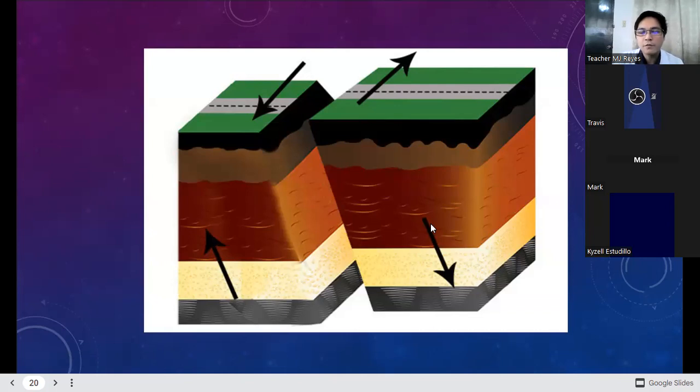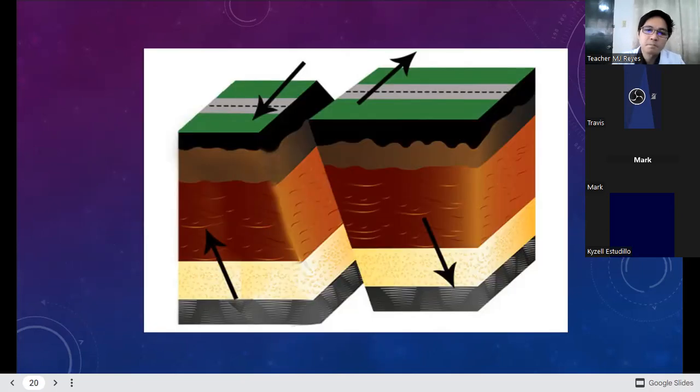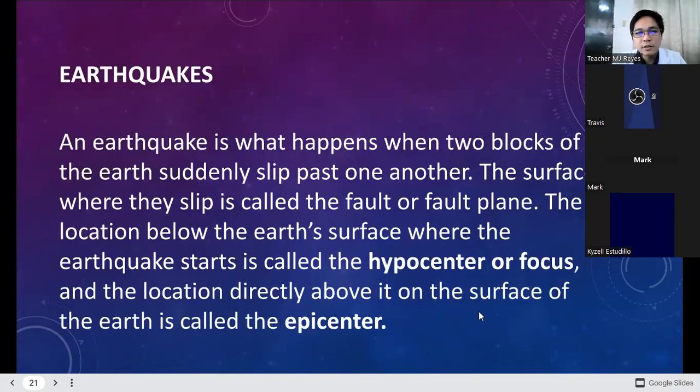Okay, the movement of dip slip and what? The oblique slip fault is a combination of dip slip and strike slip. Strike slip meaning they are passing one another. Strike slip and dip slip: up and down and left to right or right to left movement. Okay, strike slip and dip slip. Okay, it's a combination. Let's take a look at earthquakes.